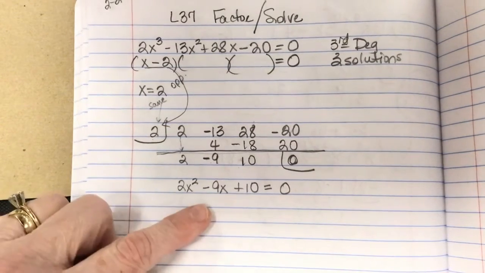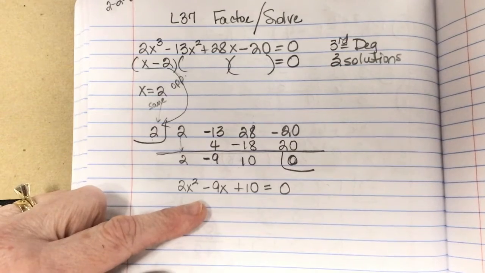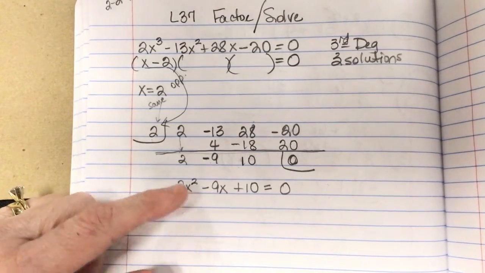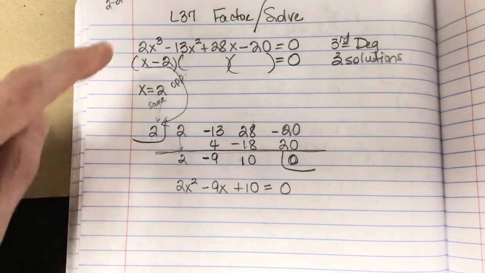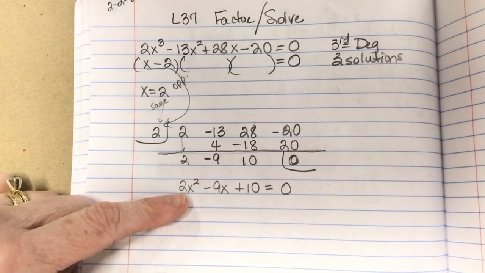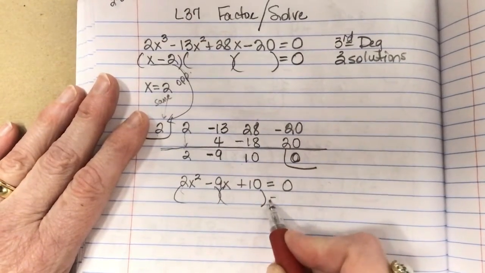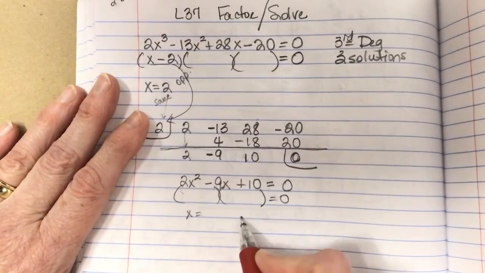And this is called a depressed equation. I know it's kind of weird. I think the word compressed is better, like you took it from a cubic down to a quadratic. Now, why do we love a quadratic? Because the quadratic formula will factor it for us and give us the 2 answers.